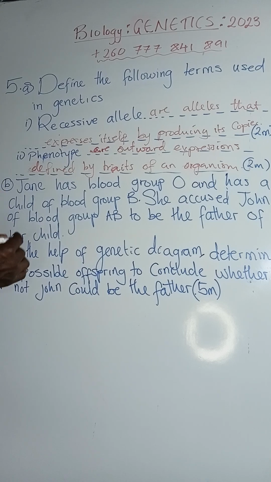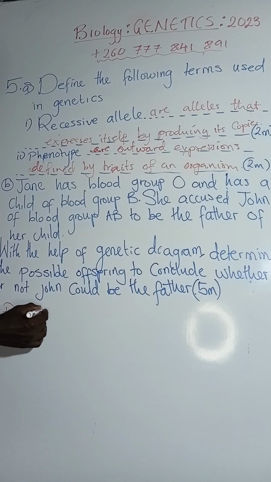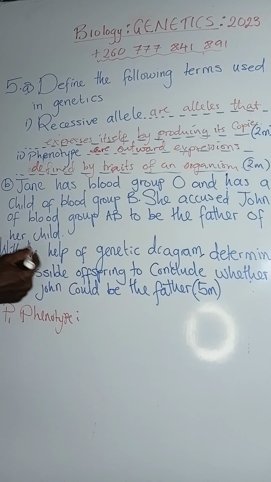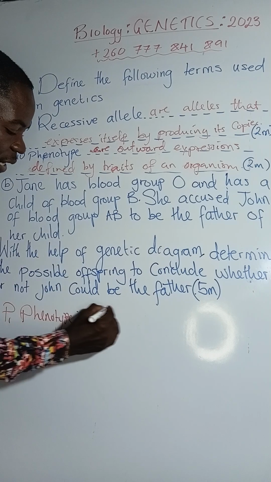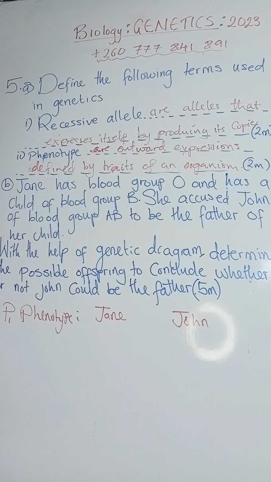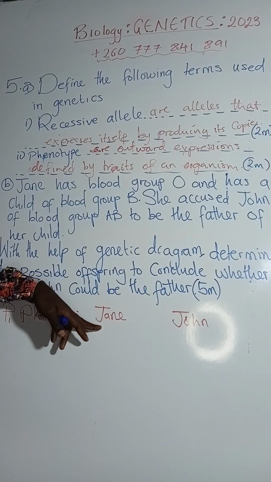The first thing we are going to have is the parental phenotype. The outward expression: are we talking about a male and a female, or Jane and John? You can write male or female, or you can just write the actual names. Let us use the actual names, Jane and John. This is a female, this is a male.